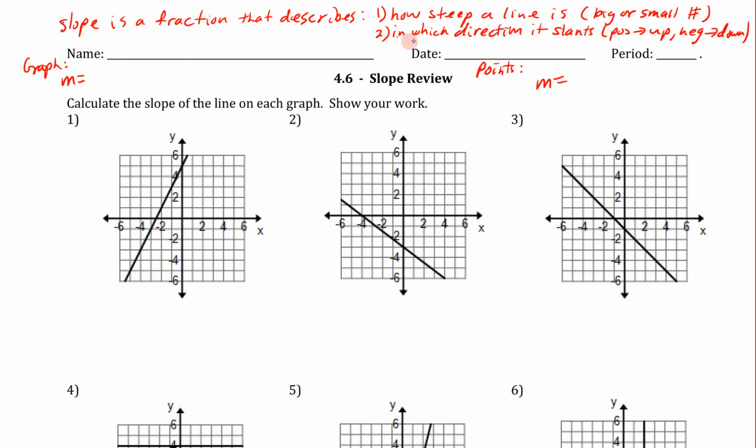And then the second thing it describes is which direction it slants. If it's positive, so the sign of the number, if it's positive, it slopes up from left to right, kind of like this example right here. And if it's negative, it slopes down from left to right.